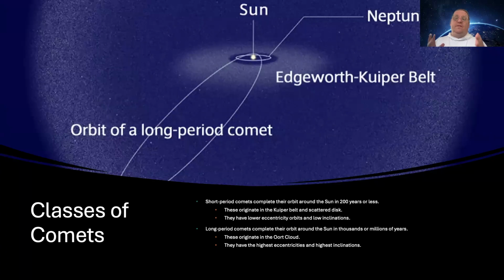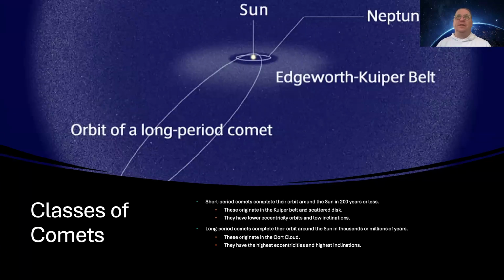So again, short period comets are labeled as such because their orbital periods are less than 100 years. Not 100 days, 100 years. Generally speaking, if a comet is going to have an orbital period of 100 years or less, that generally means that comet originated in the Kuiper Belt. Now, long period comets, comets that have periods longer than 100 years, generally speaking, are believed to be coming out of the Oort cloud.